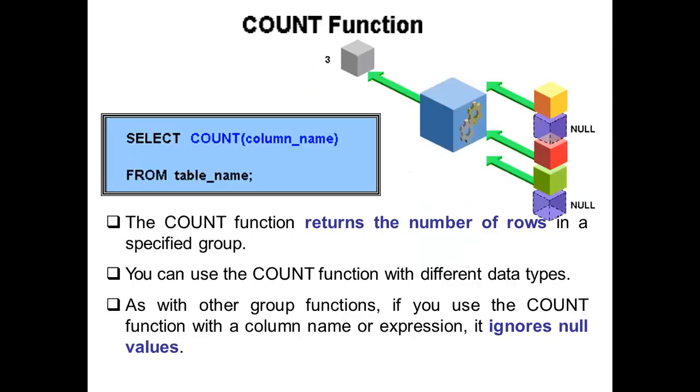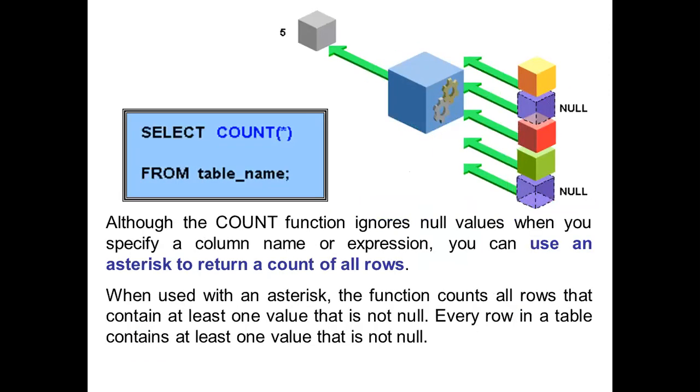Then we have the count function. It returns the number of rows in a specified group. You can use the count function with different data types. If you use count with a column name, it ignores null values. So let's do it now. Let's go to the practical session now.